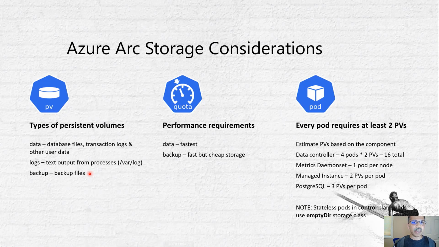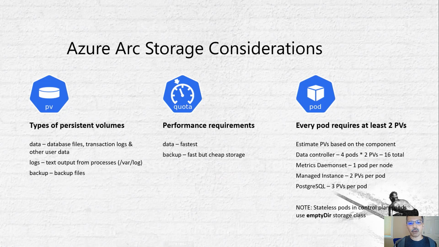So data is the main part of persistent volumes. Logs will have text outputs, agent logs, and so use those, or maps to /var/log. Then we store the database backup files in backup. To improve performance, store data in the fastest storage, and store backups in slower storage so you're cost efficient.